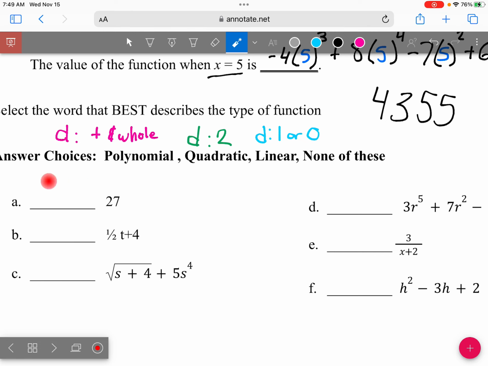So looking at A, what is its degree? What is the biggest exponent I have on a variable? Do I have a variable here? 0. So this has a degree of 0, which makes it a line. That's all a linear is, that it's a line. So this is linear. But we're looking at that degree. That's how we tell.